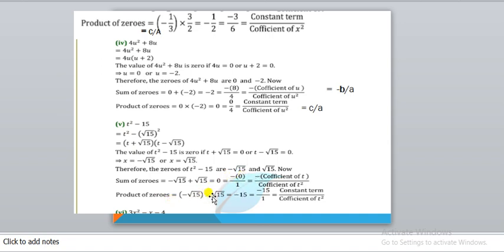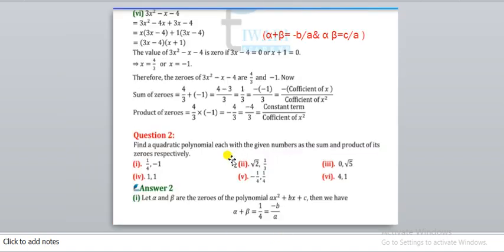Product of zeros is what? Product is minus root 15 into root 15, we get minus 15, and again the RHS is c upon a. So the constant value c is minus 15 upon a. A is the coefficient of t square, so here we get the value 1. So again this relationship is verified.